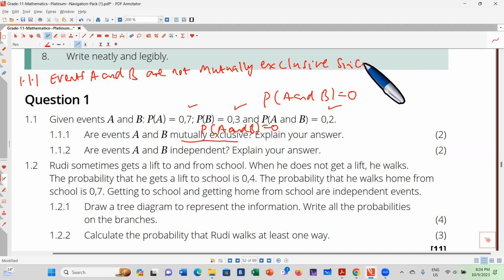Since the probability of A and B is actually not equal to what? Not equal to 0. Okay, we're learning probability here together.